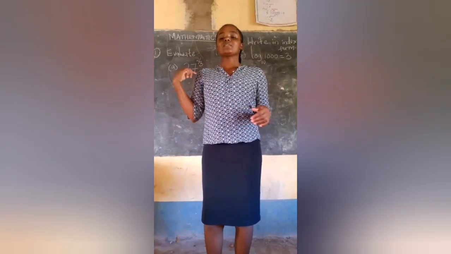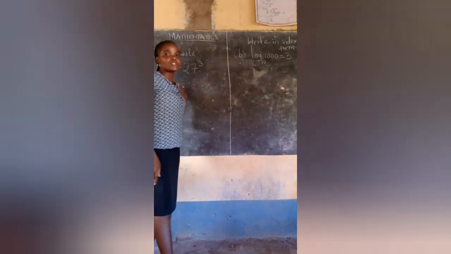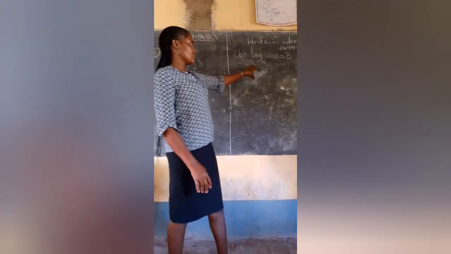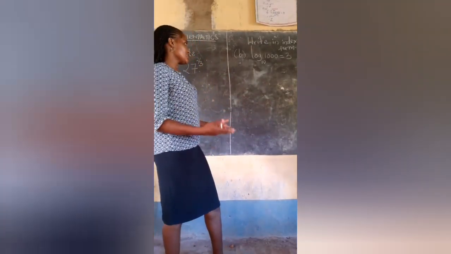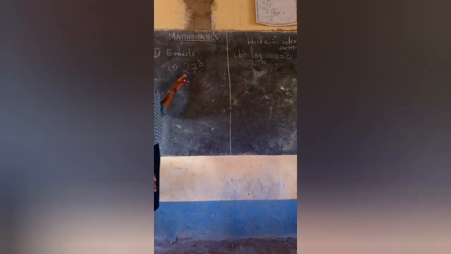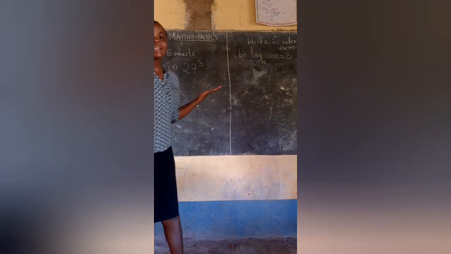Let us look at these questions together. As you can see, we have a question here on indices, another one on logarithms, and this is covered in grade 9 at Genesis level. As you can see, we have 27 power 2 over 3, whereby we call these fractional indices.